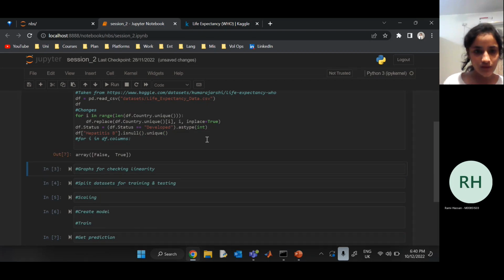If I run this now, if it has no null values, the array is going to be full of falses. So here I would get just false, but here I'm getting a true as well. This means that there are some null values in this column. And like that, I checked each column and it's there in many columns.